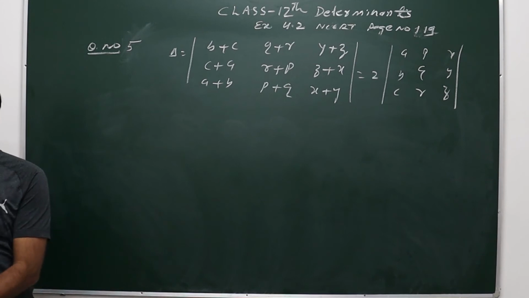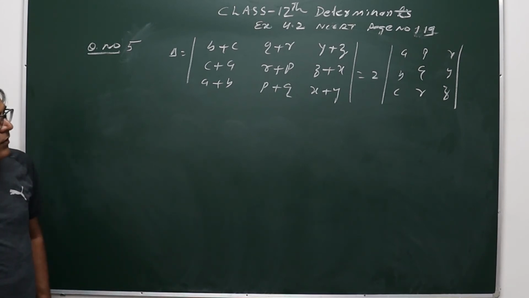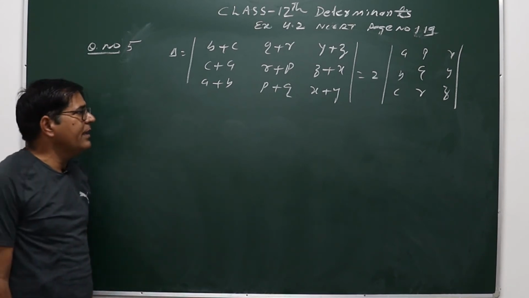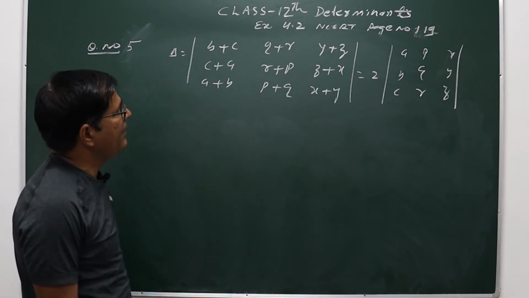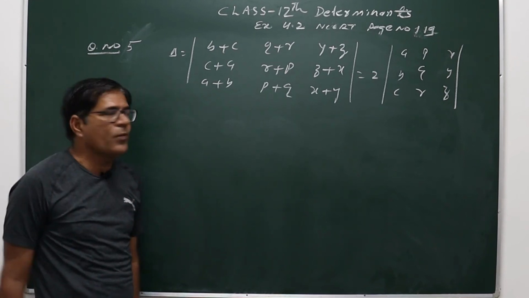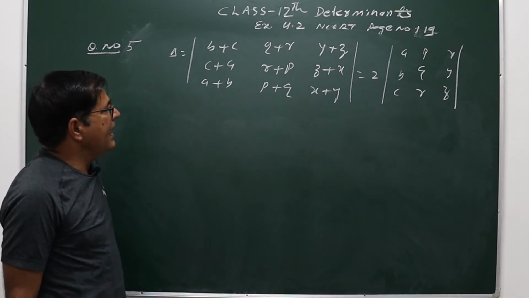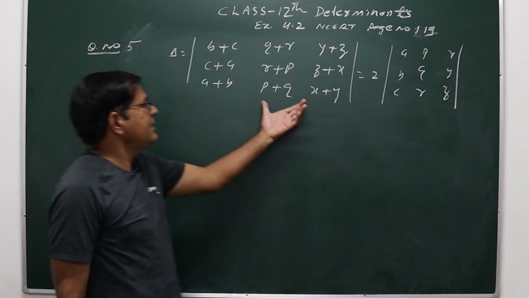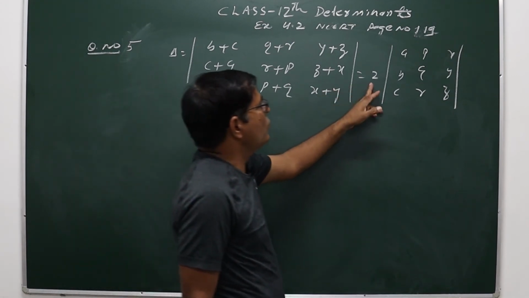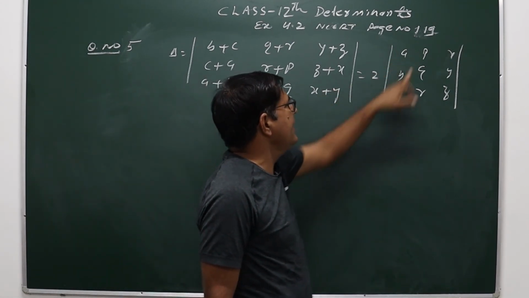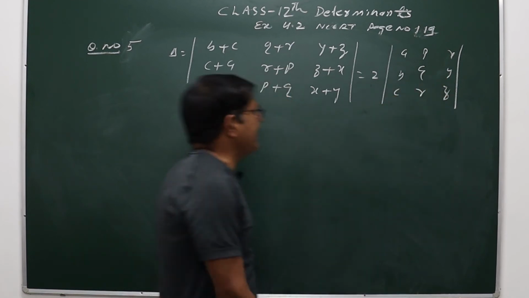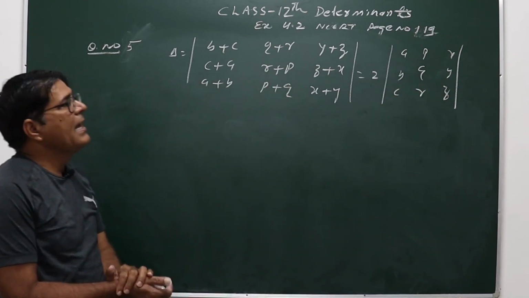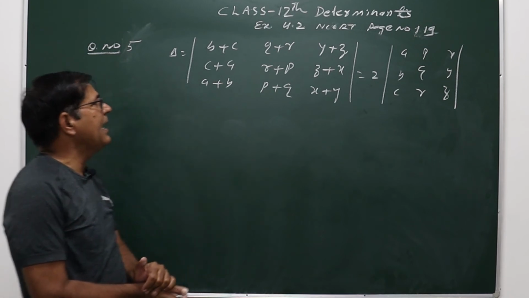So what we have to do is, first of all, in the first determinant every element is expressed as the sum of two elements, and on the right hand side we have to prove that this determinant will be equal to twice the determinant of ABC, PQR and XYZ. This means we have to express every element as a single element.